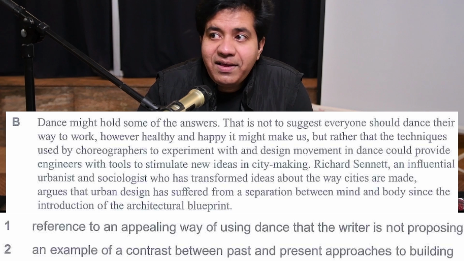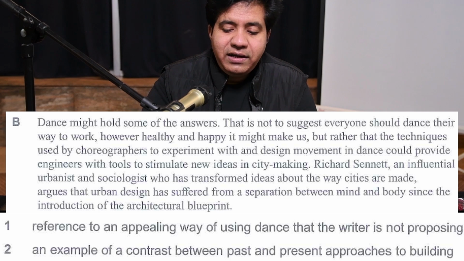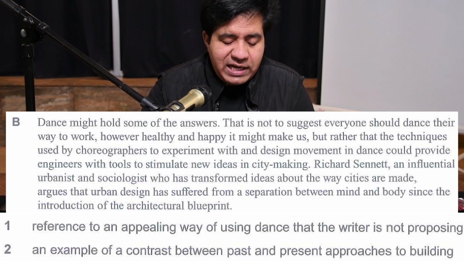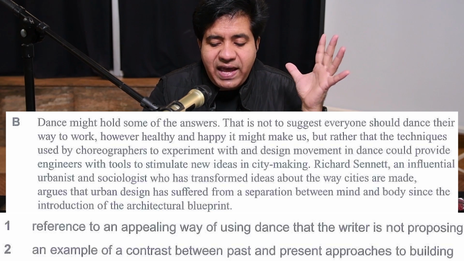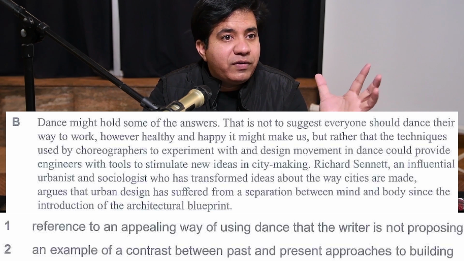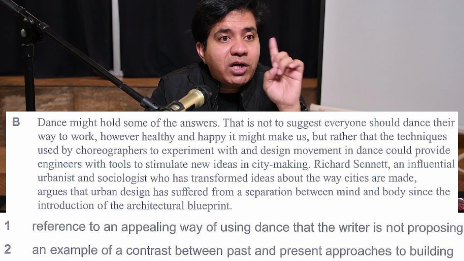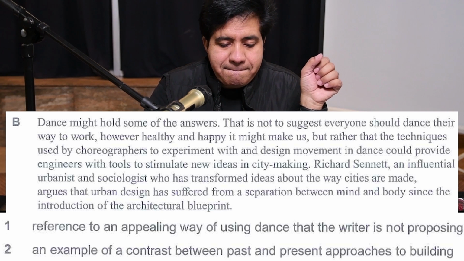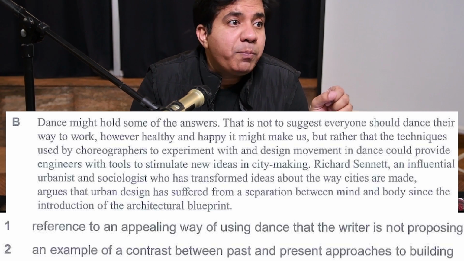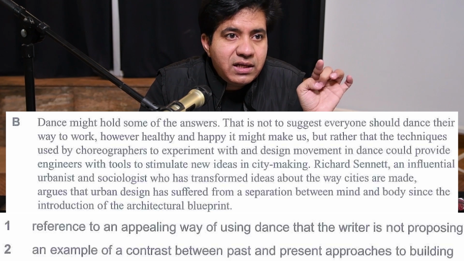Number 1: Reference to an appealing way of using dance that the writer is not proposing. Now, what is the appealing way? The appealing way is to suggest everyone should dance their way to work. Right? So this is the appealing way, but he says that is not to suggest. The writer is actually not suggesting, or he is not proposing. So for question number 1, the right answer is B.